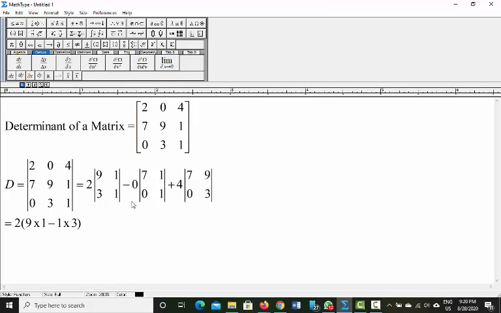So here, minus 0 multiplied by something. As you know, 0 multiplied by something is 0. That's why we will just ignore this one. Plus 4. Now what we will have? We will multiply again the right diagonal element first. So we will multiply 7 with this 3. So 7 multiplied by 3 minus 9 multiplied by 0.